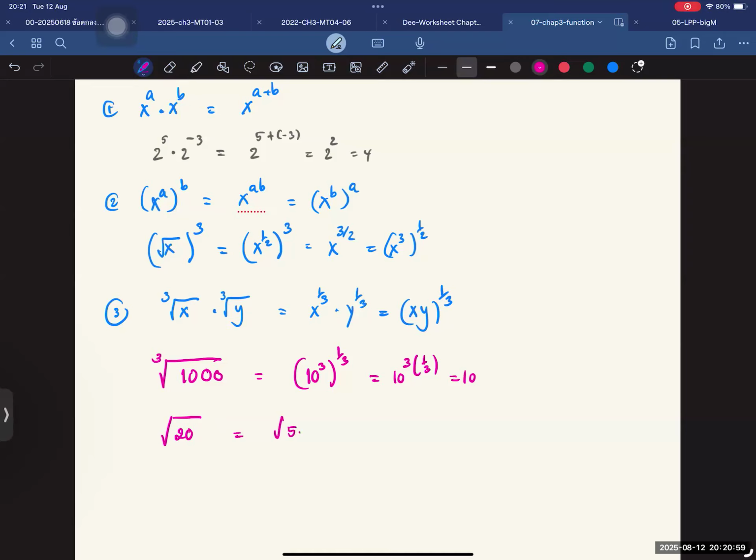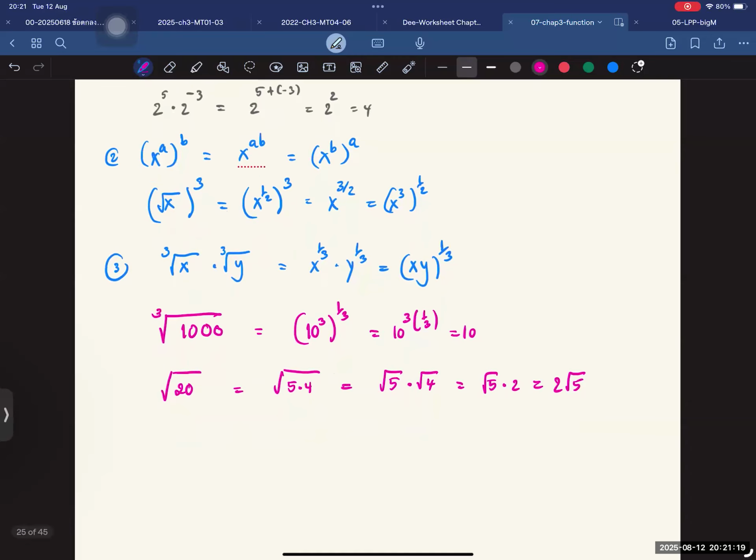If we have, like, the square root of 20, this is like we have the square root of 5 times 4, right? So that is the square root of 5 times the square root of 4, and the square root of 4 is 2, right? So that is times 2. Therefore, we have 2 times the square root of 5. So something like this that you have to be familiar with.